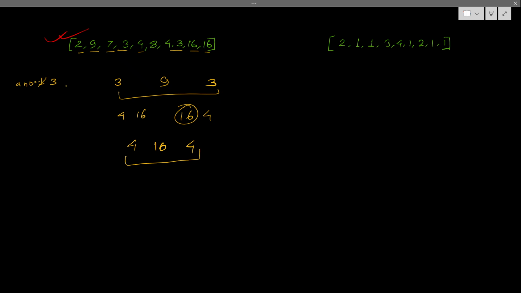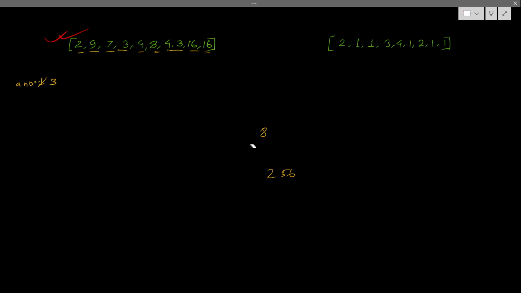So it will again be length 3. For 8, I can choose 8, but 8 squared, 64, is not present. Then again 4, 3 I have already checked. Then 16 I am getting. What is the square of 16? 256. It is also not present. So the answer becomes 3 for this case. Okay, fine.